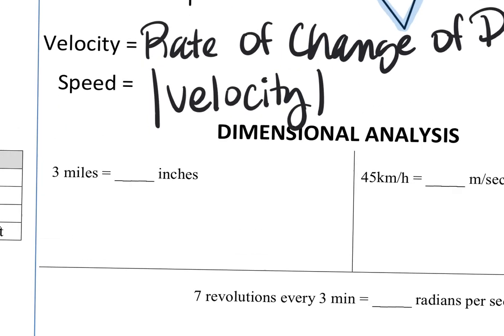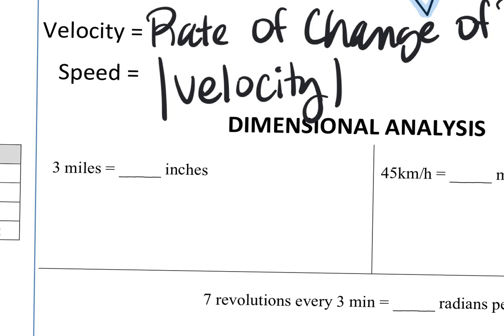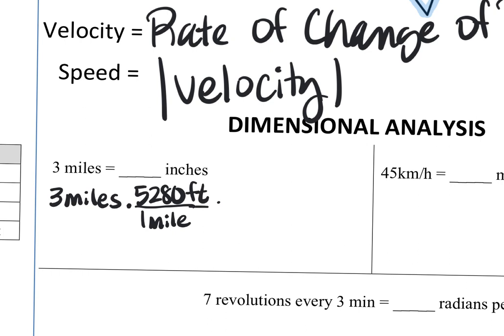So when we have 3 miles and we're going to inches, we multiply by some kind of conversion that equals 1. Well, I know 1 mile is 5,280 feet, and 1 foot is 12 inches. So remember from your sciences, the miles would cancel, those units would cancel. Feet would cancel. So I'm left with inches, which is what I want. So that's how you know how to set that thing up.